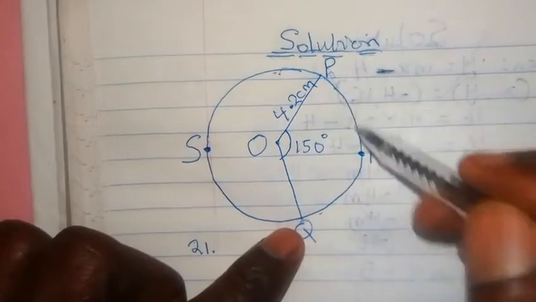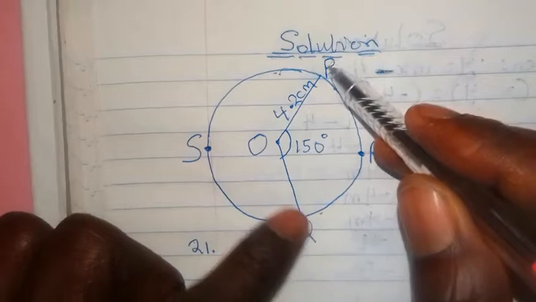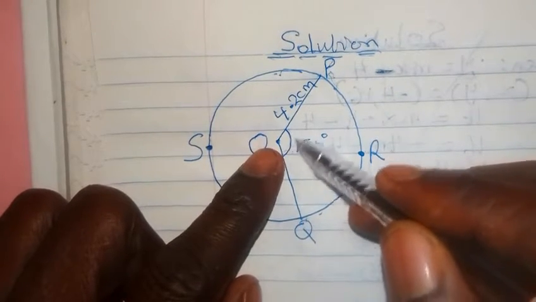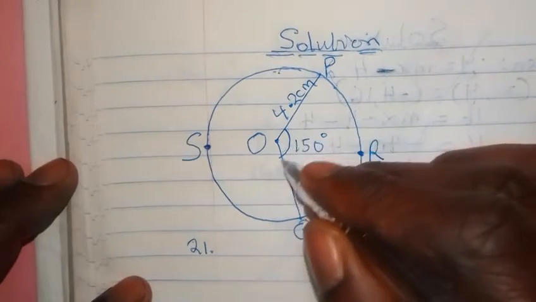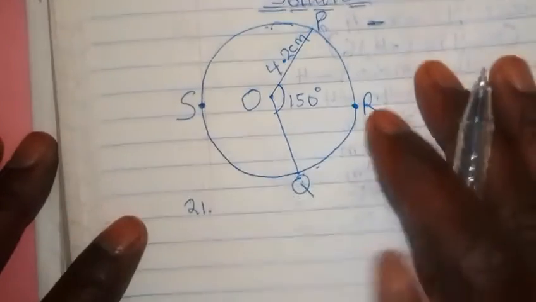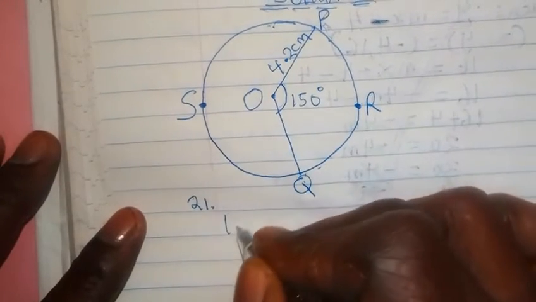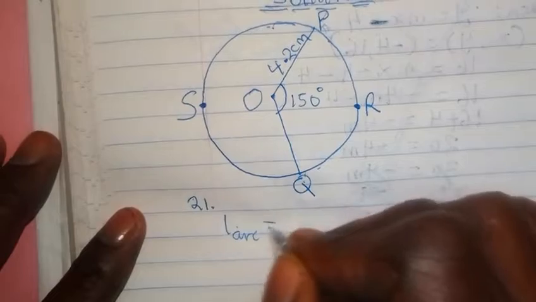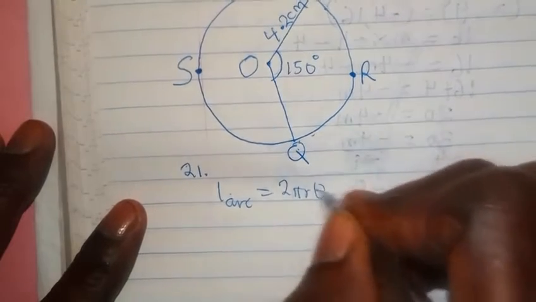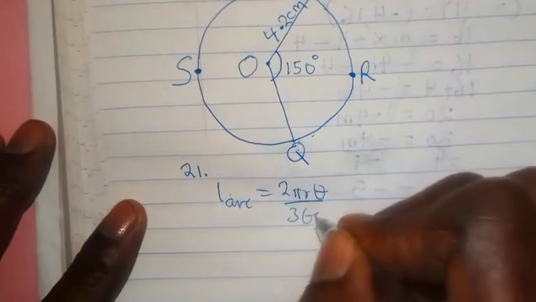Now, the distance from P to R to Q, you can see that PR is joined to the center of the circle O and subtends an angle of 150 degrees. So this is the angle we are going to be using to solve for the length of arc PRQ. Now, the length of arc PRQ, that is L arc, has the formula of 2 pi r theta upon 360.